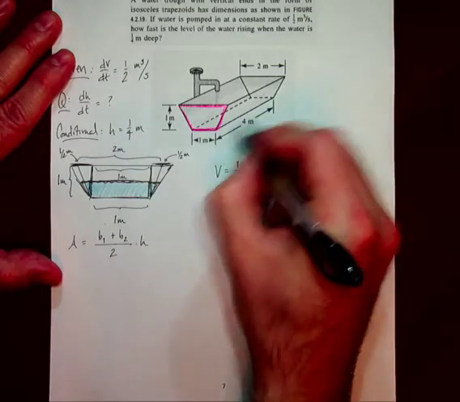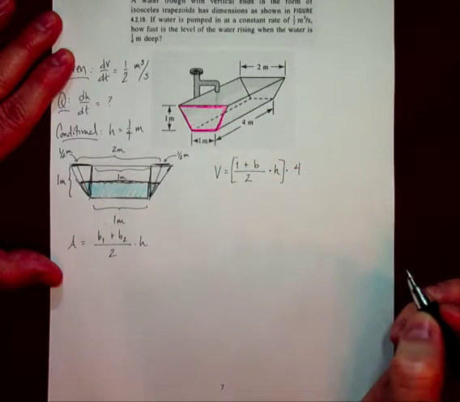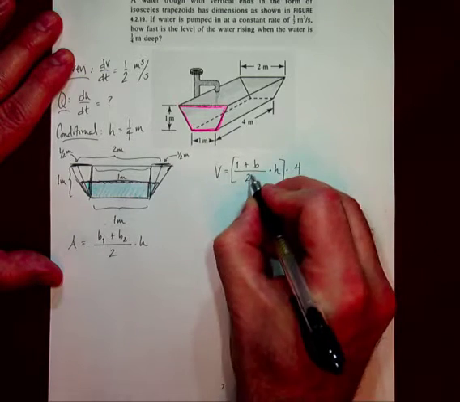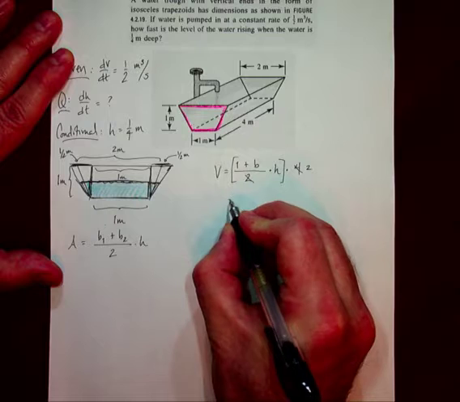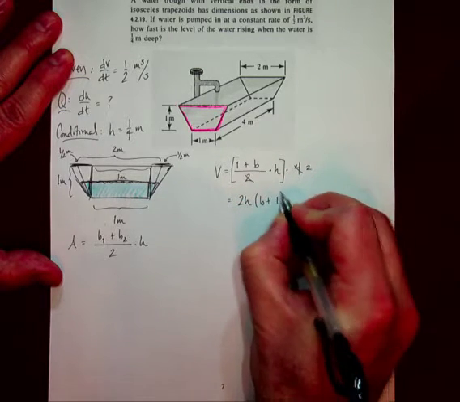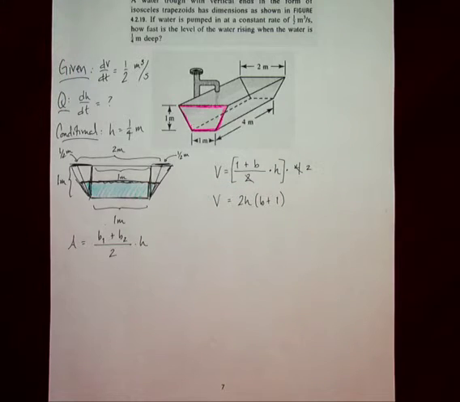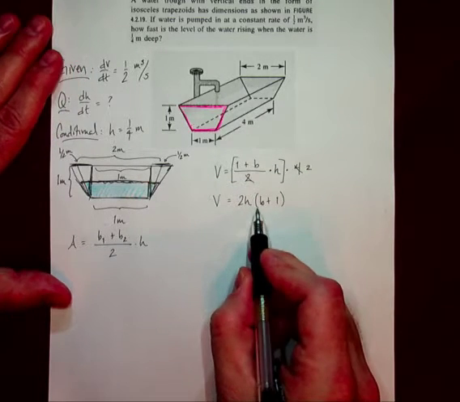Because 4 is the length, right? That's what it's going to take this area and turn it into a volume. Well, this obviously can cancel out with one of those, and I'm going to get 2H times B plus 1. Now the question is, what is the relationship between H and B?